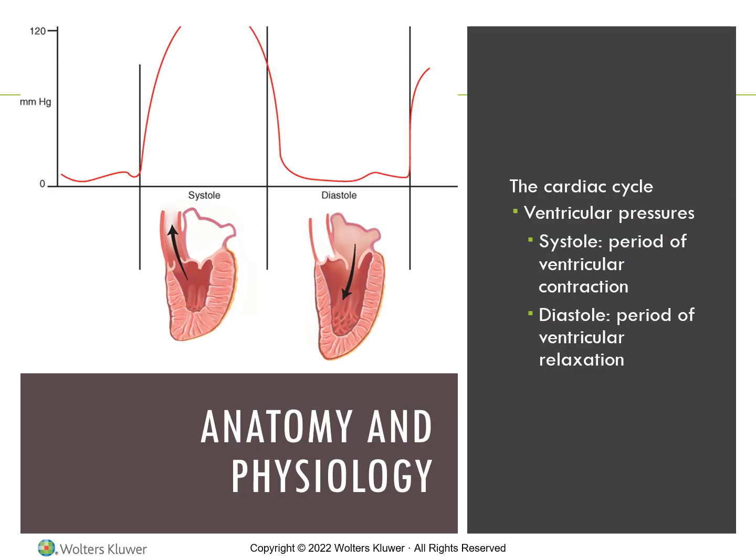The cardiac cycle consists of a measurement of ventricular pressures. Systole, or the period of ventricular contraction, and diastole, the period of ventricular relaxation. Note that these two pressures are associated with the ventricles and give you your blood pressure values coordinating with systole being the top number and diastole being the bottom number.